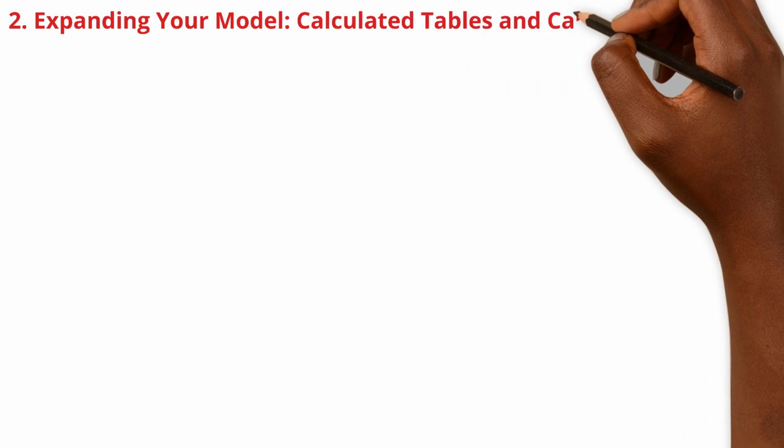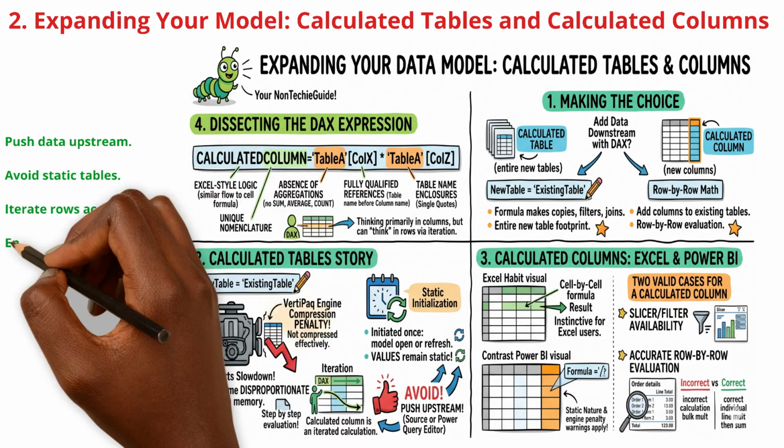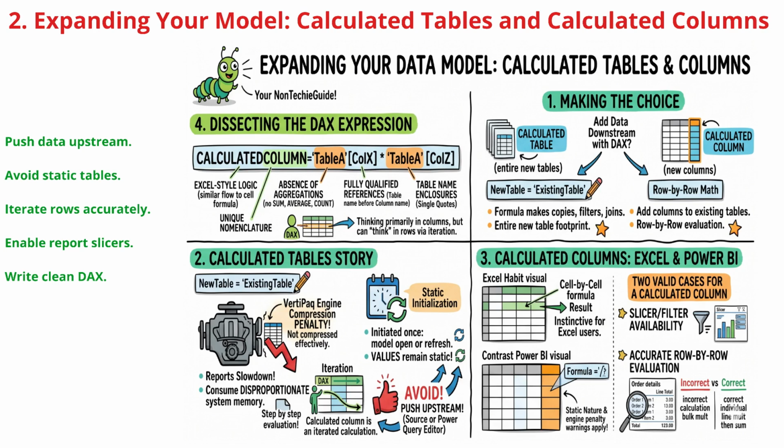When you need to expand your data model downstream using DAX, you have to choose between creating a calculated table or a calculated column. But be careful with calculated tables. They trigger a heavy VertiPaq compression penalty, consume too much memory, and remain completely static. Whenever possible, break your old Excel habits and push those structural transformations back upstream to Power Query. Save calculated columns for two specific jobs: when you need fields available as slicers, or when your business logic demands strict, line-by-line iteration to keep your final totals accurate.